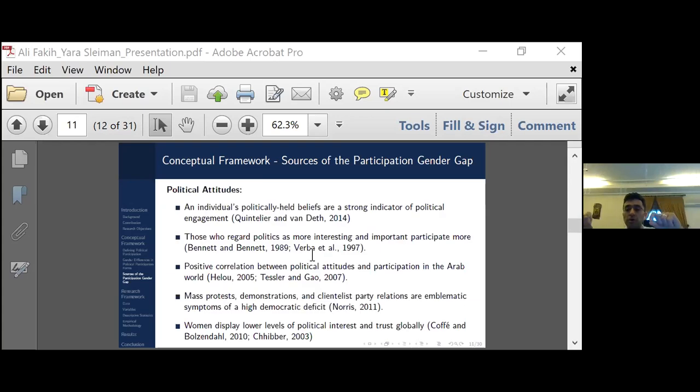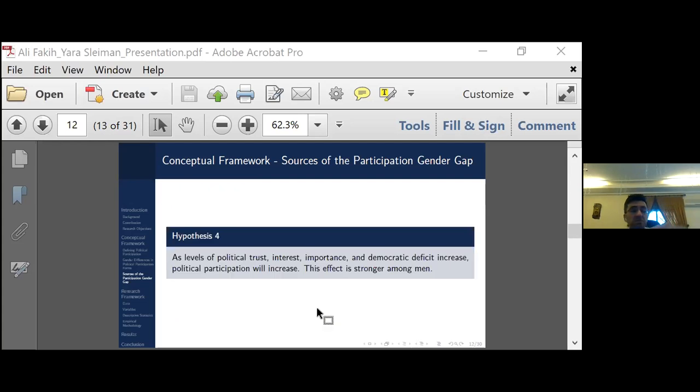Adding the second group of covariates related to political attitudes, we have four characteristics. An individual's politically held beliefs are a strong indicator of political engagement. We observe in a number of studies a positive correlation between political attitudes and participation in the Arab world. This leads us to derive our fourth hypothesis: as levels of political trust, interest, engagement, importance as a perception for the person, and democratic deficit increase, political participation will increase. Yes, thank you. This effect is stronger among men. So this concludes part number one.